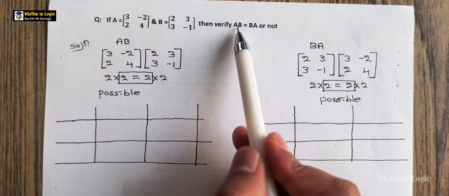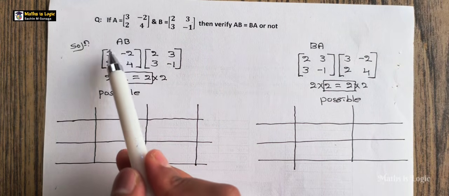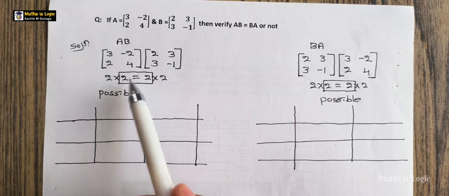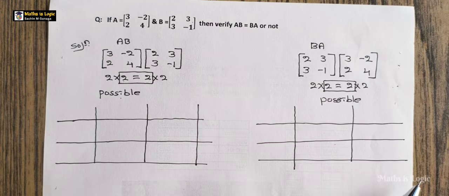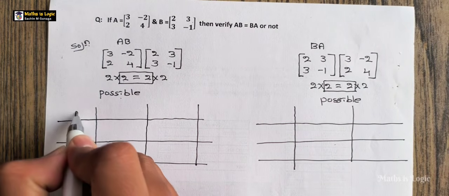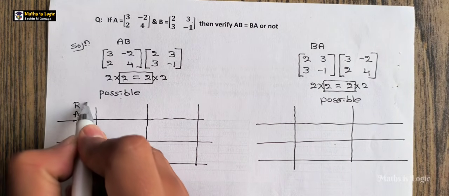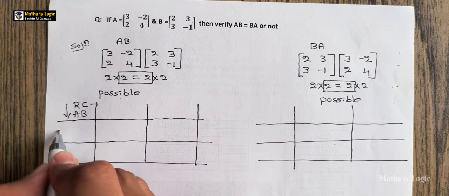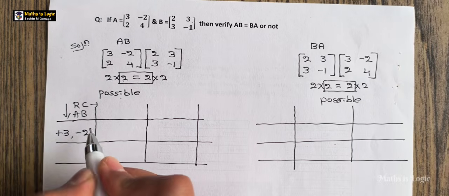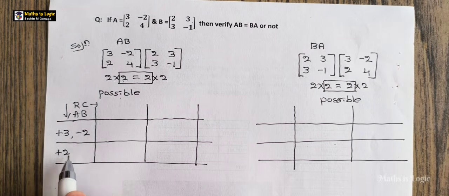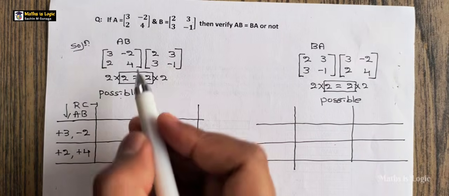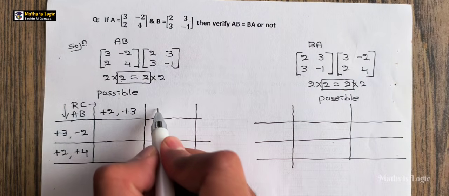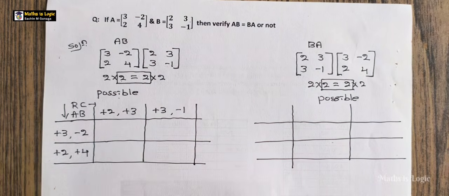So as usual, first we need to write AB, A below A matrix, B below B matrix, A matrix order, B matrix order, these two are equal, so it is possible. So now apply the box method. At this corner write AB row column. What is the first row? 3 minus 2. So write here plus 3 minus 2. Second row plus 2 plus 4. First column plus 2 plus 3. Second column plus 3 minus 1. Now multiply.